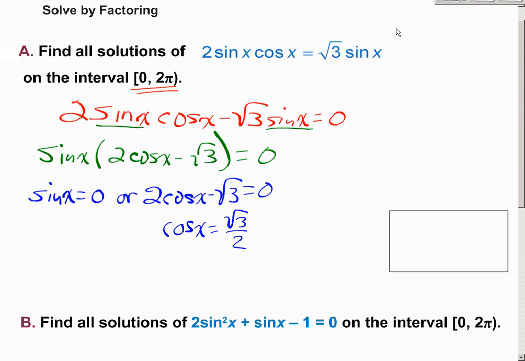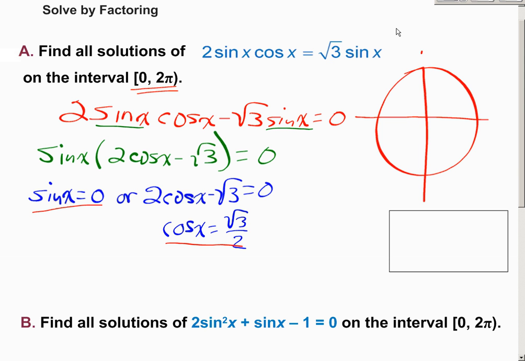So now we're going to use the unit circle to help us finish this up. We're going to look for when does sine equal 0 and when does cosine equal radical 3 over 2. So a quick sketch over here. And thinking about the sine, I know sine is the y value, so I'm looking for y values of 0. And that's going to happen here and here. So that gives us the two solutions, that x equals 0 and x equals pi.